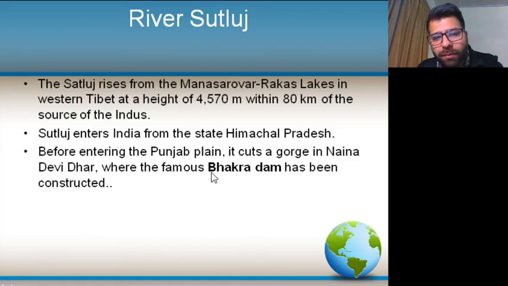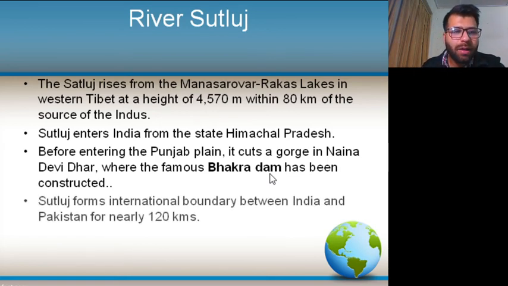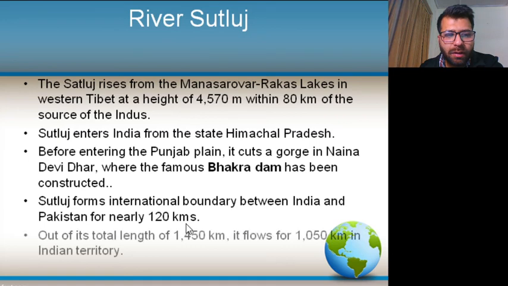One of the biggest and most powerful dams of India, the Bhakhra Dam, lies over river Satluj, and it forms the artificial, man-made lake called Gobind Sagar Lake. Satluj forms the international boundary between India and Pakistan for nearly 120 kilometers. Out of a total length of 1450 kilometers, only around 1000 kilometers flows in Indian territory.